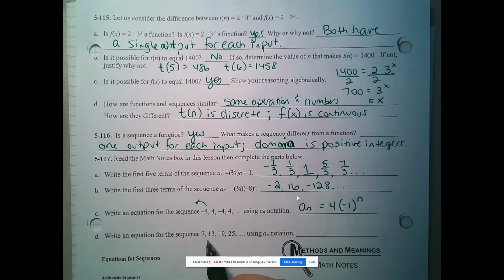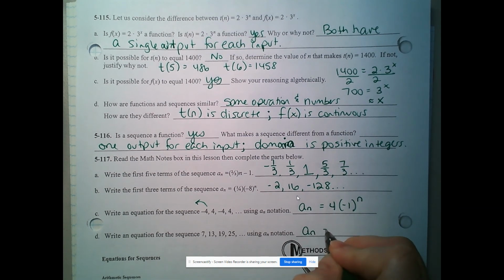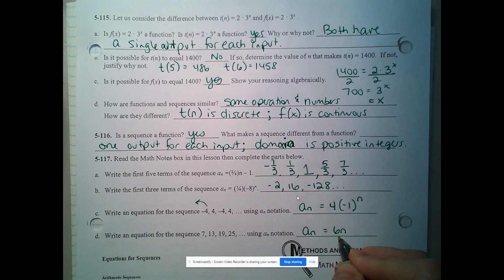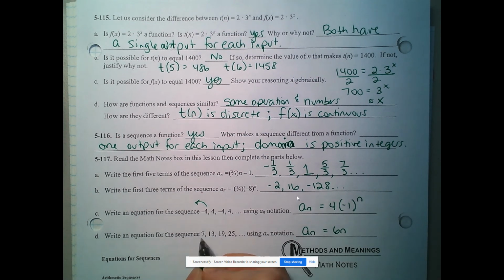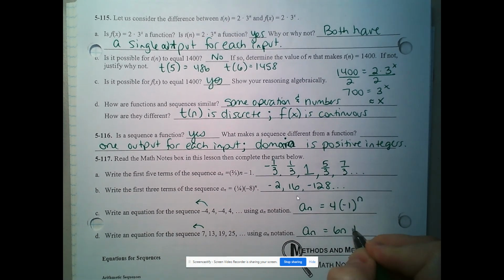On this one, you're doing plus 6 plus 6 plus 6. So A of n would be 6n. Adding 6 repeatedly would be 6n. And if you do the one before it, it would be plus 1.